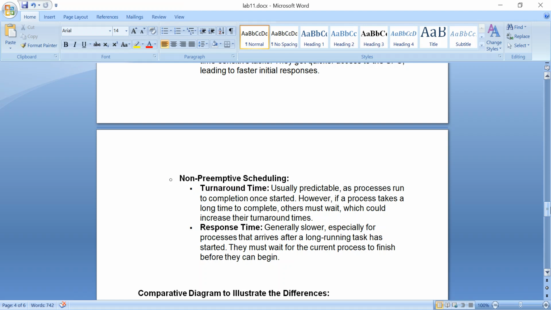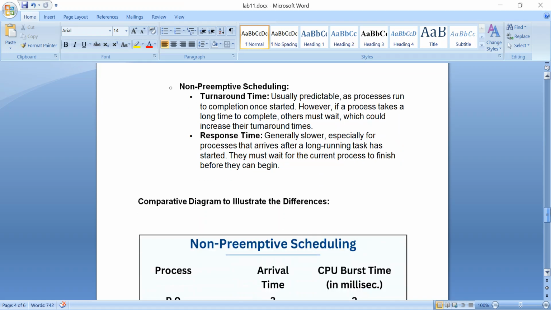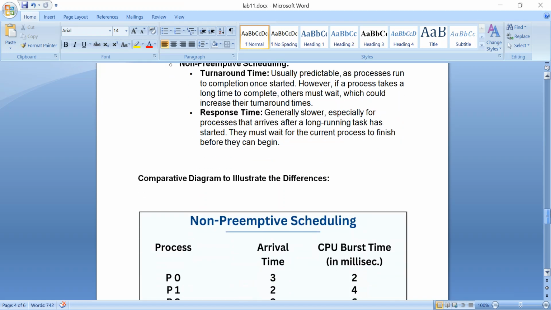Then what is response time? Generally slower, especially for processes that arrive after a long-running task has started. They must wait for the current process to finish, and then comes the next turn for their process. So, a comparative diagram to illustrate the differences.